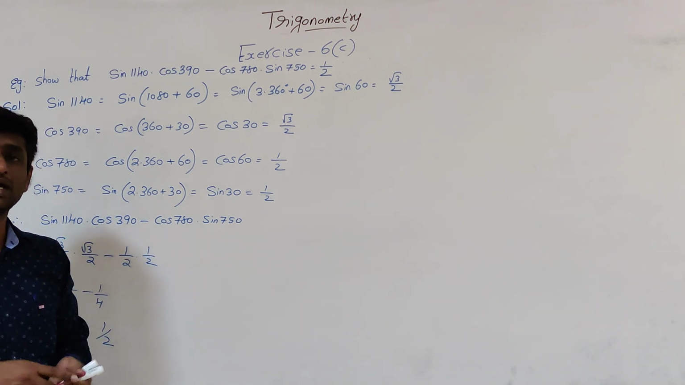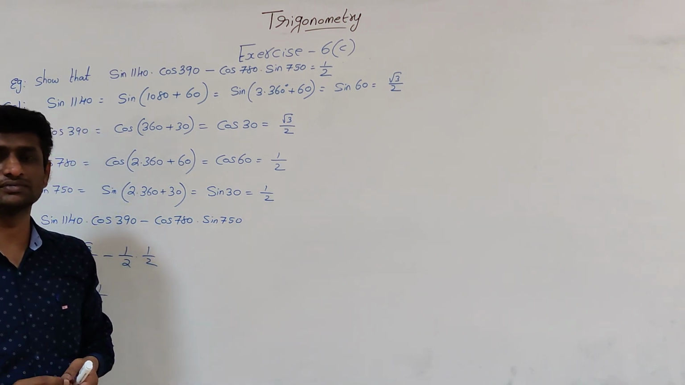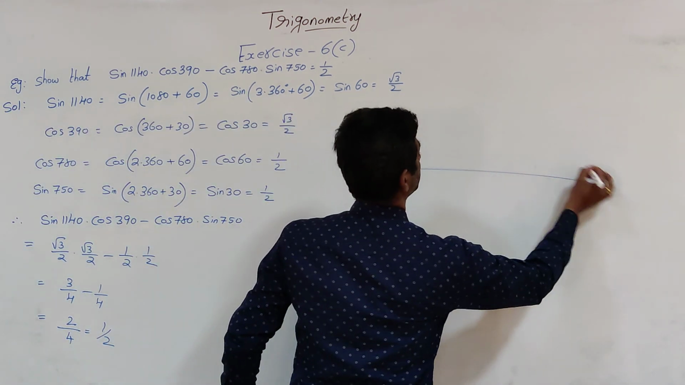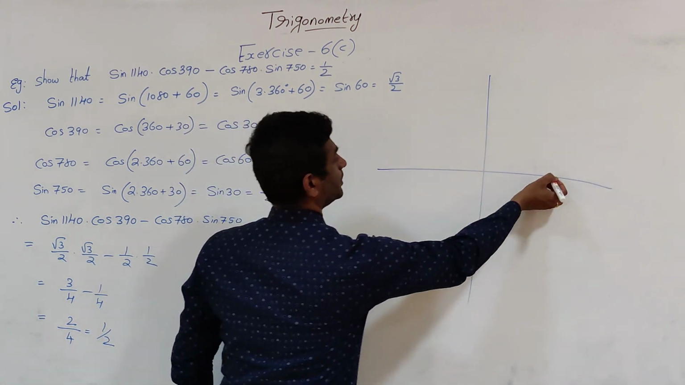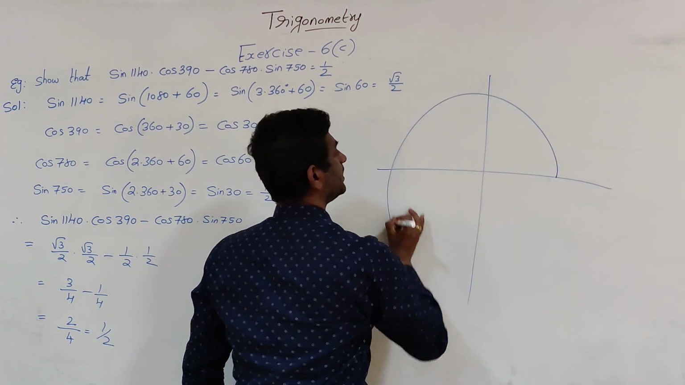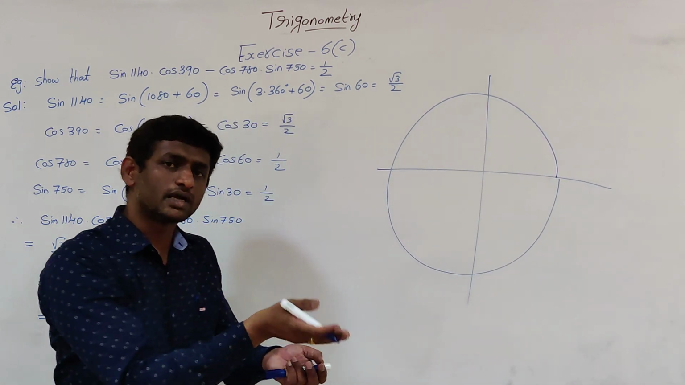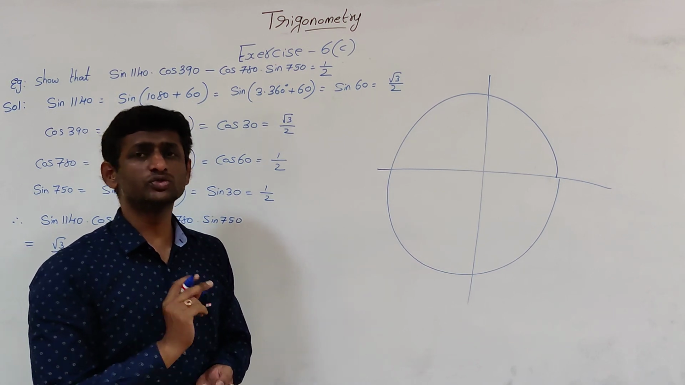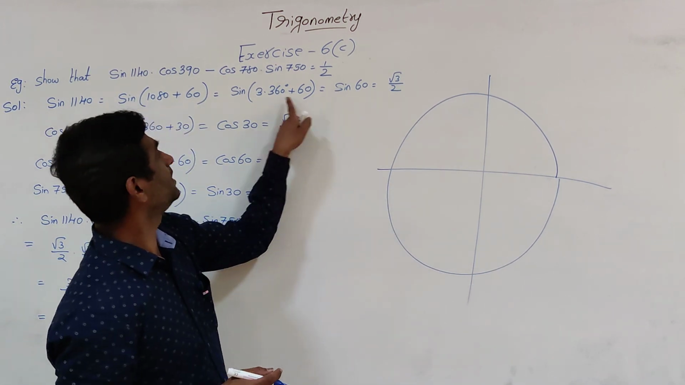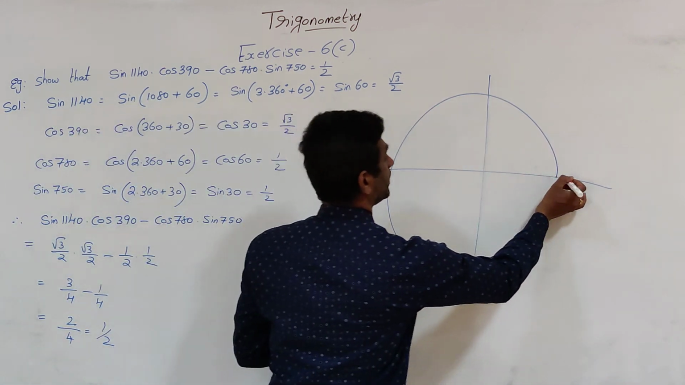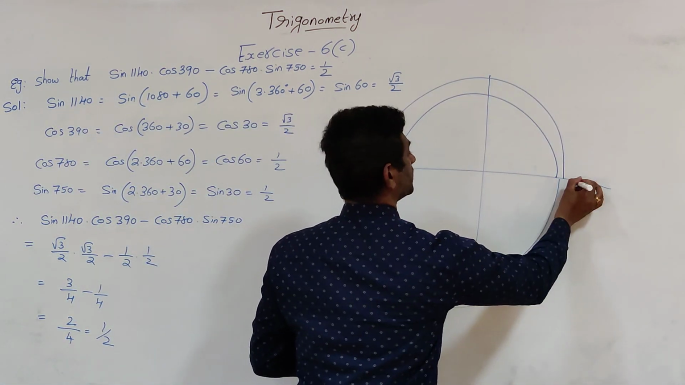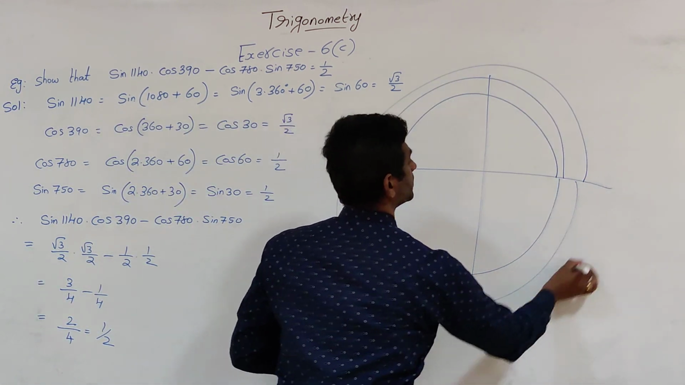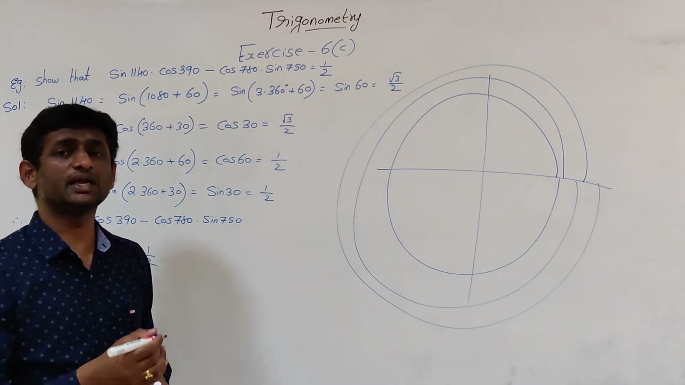3 times 360 means it is turning 3 times. In the xy plane it starts at 0 degrees. When it rotates and comes back to the same position, it gives one turn, meaning 360 degrees, which is 2 pi. If we rotate once again, it will be 4 pi, meaning 720 degrees. Again, one more turn, it will be 1080, meaning 3 times 360 degrees.